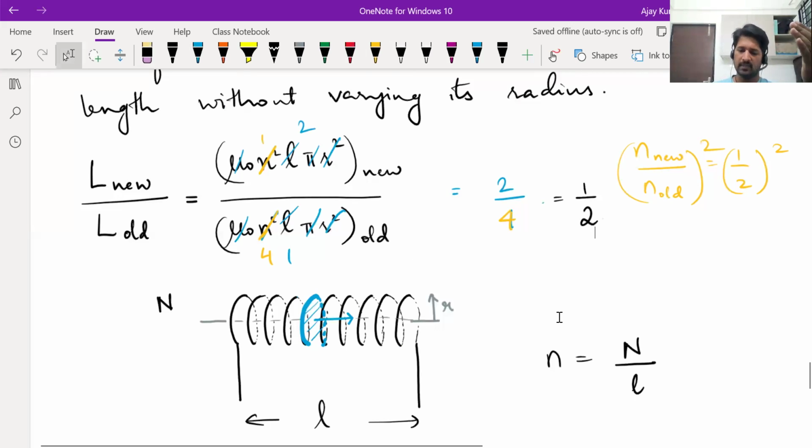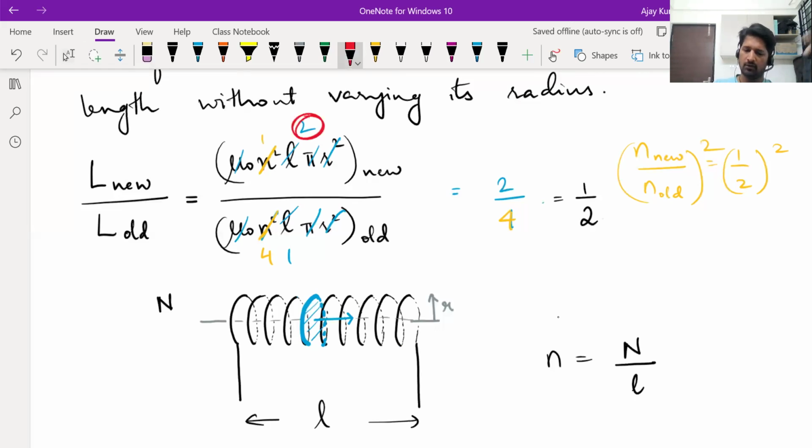New length is twice the original length that we have considered. Okay. So L, new length by old length, the ratio 2:1 we will get. But new number of turns per unit length to old number of turns per unit length, that ratio also should be taken. Okay, and that ratio will be 1 by 4. So 1 by 4 into 2, answer is 1 by 2.